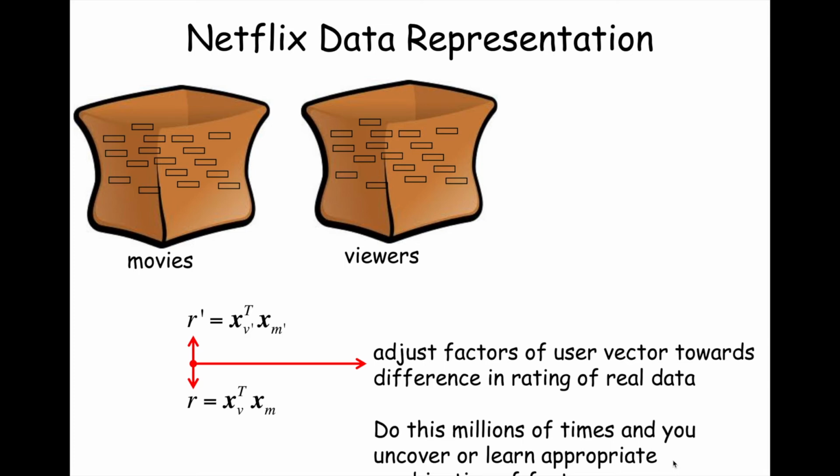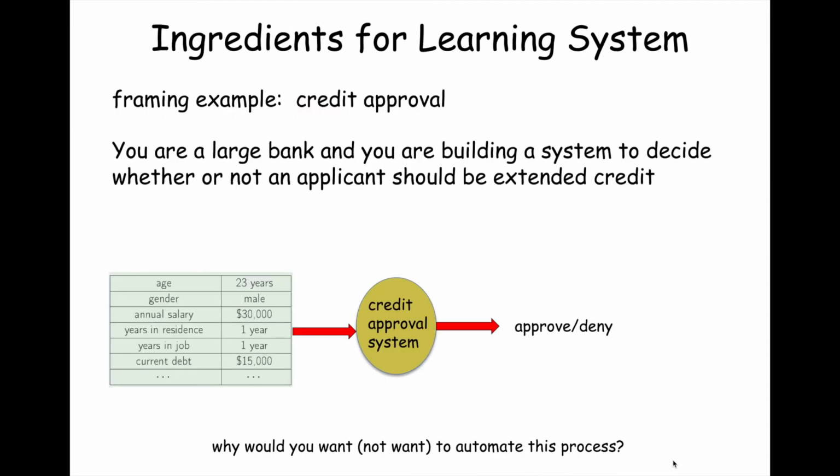Okay? So we started out with a learning problem. We have a mathematical representation, and now we have a way of searching through that mathematical representation to arrive upon some mimicking of a real process, where the real process is the population of actual ratings. Does that make sense? All right. So let's carry this to another example.